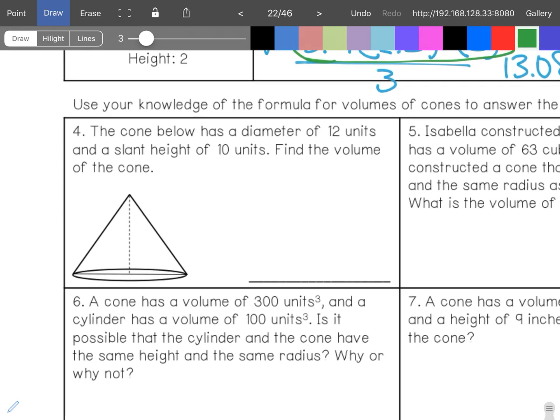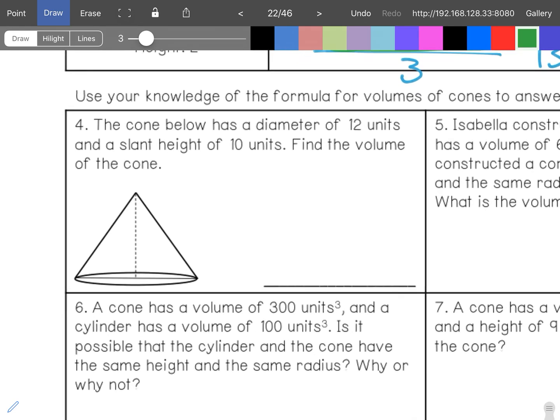Okay, number 4. The cone below has a diameter of 12 units, sorry, that's all the way across, and a slant height of 10 units. Now, just to remind you, slant height is different than height. This is slant height, so this is 10.